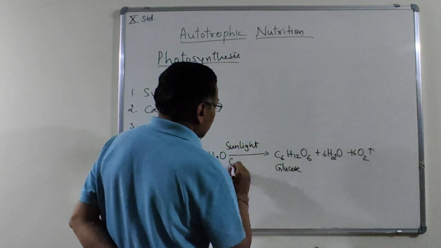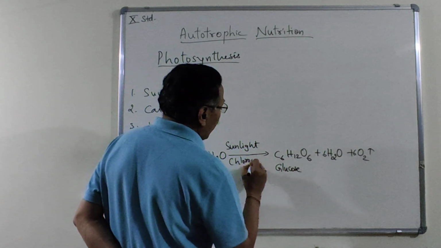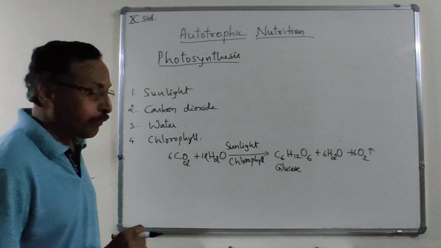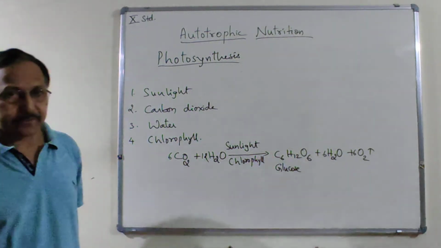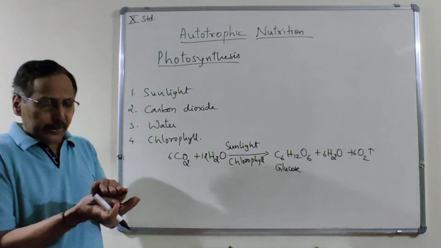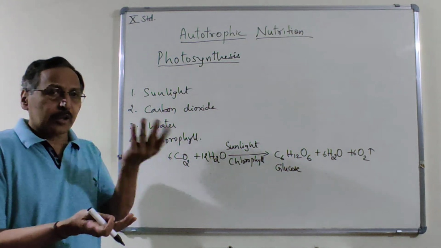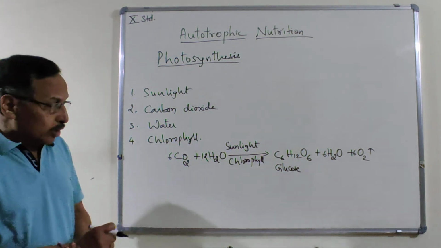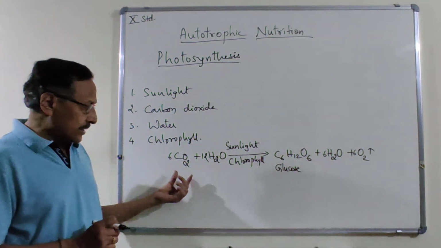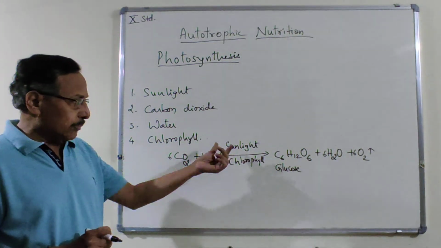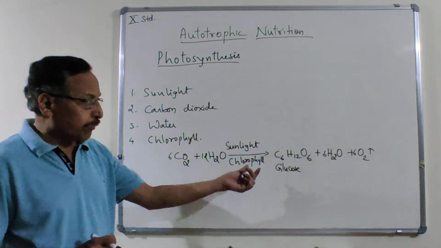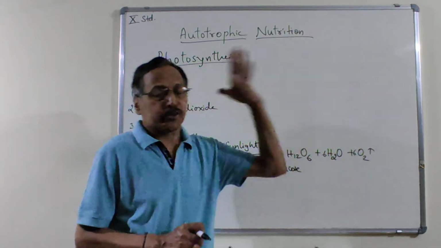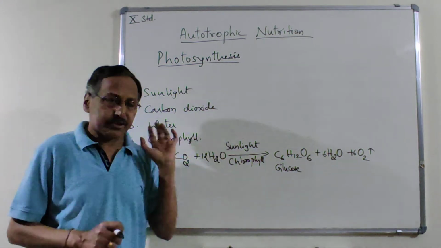sunlight in the chlorophyll. Where is chlorophyll in the leaves? Chlorophyll is present in the chloroplast. There are so many layers of chlorophyll in the chloroplast. We call them as thylakoids. Okay. So, carbon dioxide and water combine in the presence of sunlight in the chlorophyll to produce glucose, water, and oxygen. This is a simple chemical reaction.